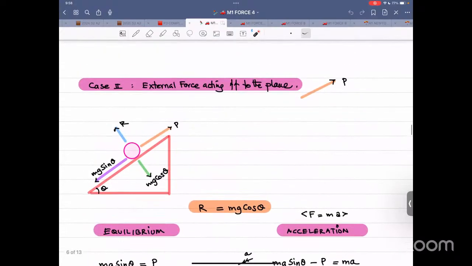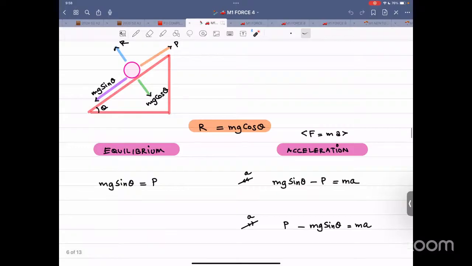Now, next scenario. I'll just focus on the scenarios. That is external force acting parallel to the plane. So external force is acting parallel to the plane. Therefore, R is this and P is mg sine theta. If it's an equilibrium, P is mg sine theta.